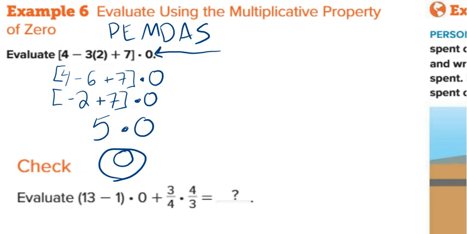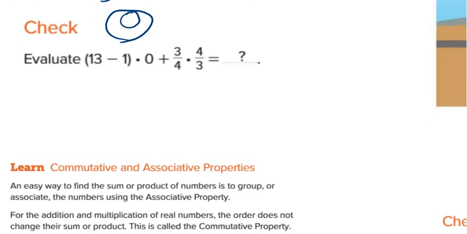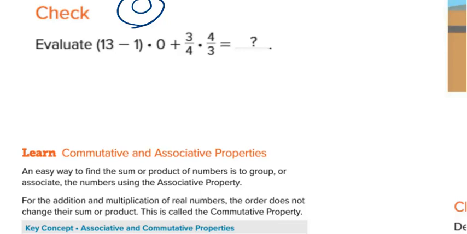And then we have times 0, which the multiplicative property of 0 says if you multiply by 0, it is 0. So technically you could have seen that it's going to turn out to be 0 in that very first step, since everything else is in those brackets. So since it's being multiplied by 0, that whole bracket, our final answer has to be 0.